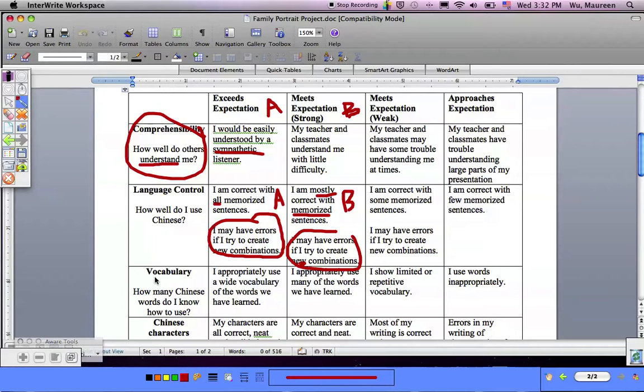Next I'm going to be looking at vocabulary. The difference between the B and the A category says you appropriately use a wide vocabulary of the words we've used. The best way to get a wide vocabulary is just to talk a lot. So if you can say something about somebody, say it. Anything you can get. It also helps if you add imaginary people. Like if you're an only child and your whole poster is about your mom and your dad and that's it, it's not as interesting. You can't get as many vocabulary words. So maybe you want to add some imaginary brothers and sisters.